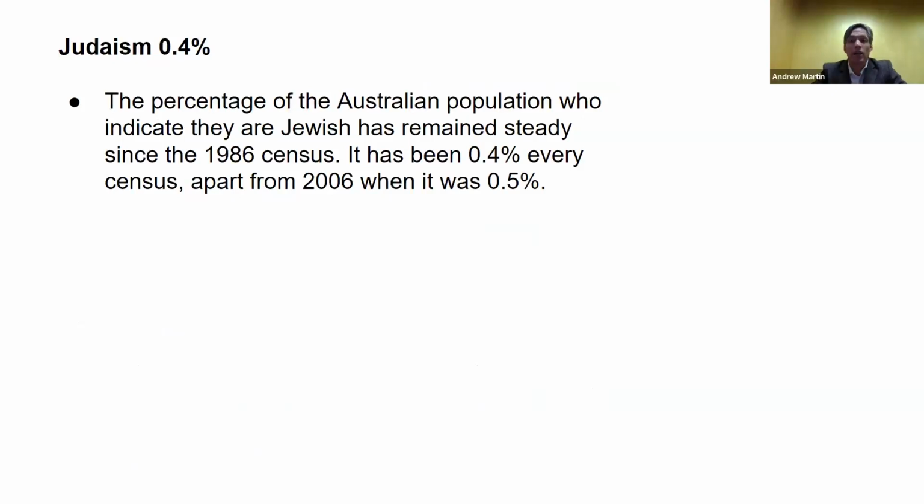Judaism, on the other hand, has been steady for the whole time. You can take it back even further than this, but I went back to 1986 and it is basically 0.4% of the Australian population all the time. The one exception was 2006, when it wasn't 0.4, it was 0.5. So Judaism has been a very steady proportion of the Australian population, a very steady part of our religious landscape.